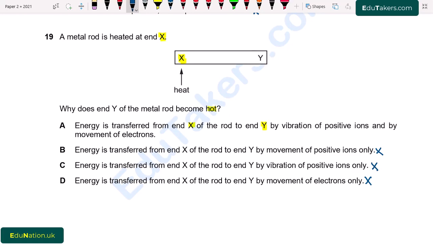Because if I consider that it's a metal and there are electrons inside this, these electrons are not fixed. These are free electrons. They move randomly. So when I consider this electron, it moves in this direction. So at this place, there will be the positively charged metal ion. Due to which the energy is transferred in a metal by the vibration of positive ions as well as by the movement of electrons. So here A option is correct.